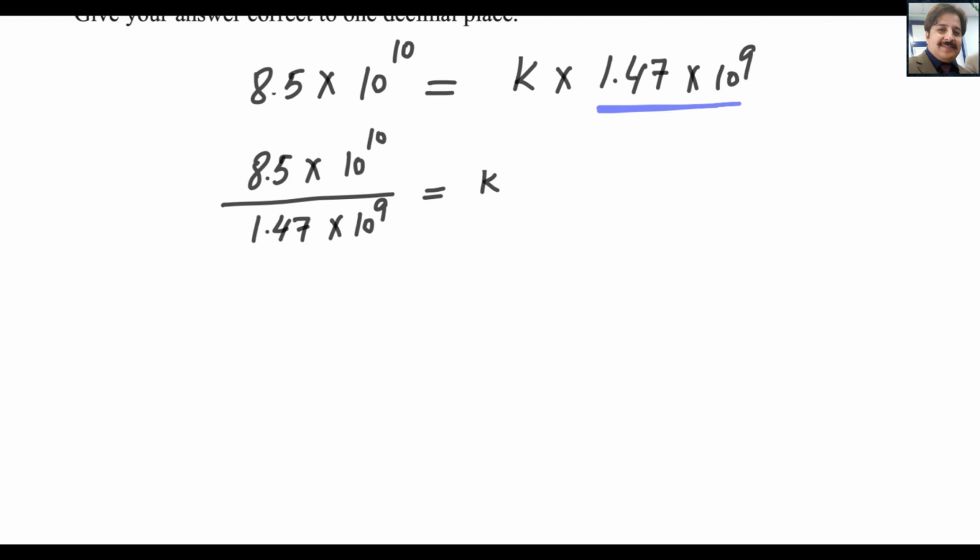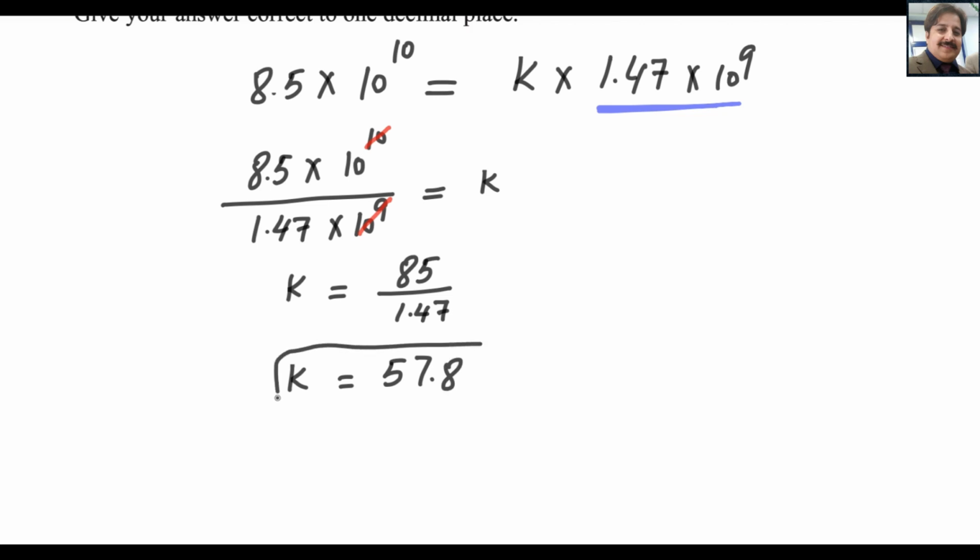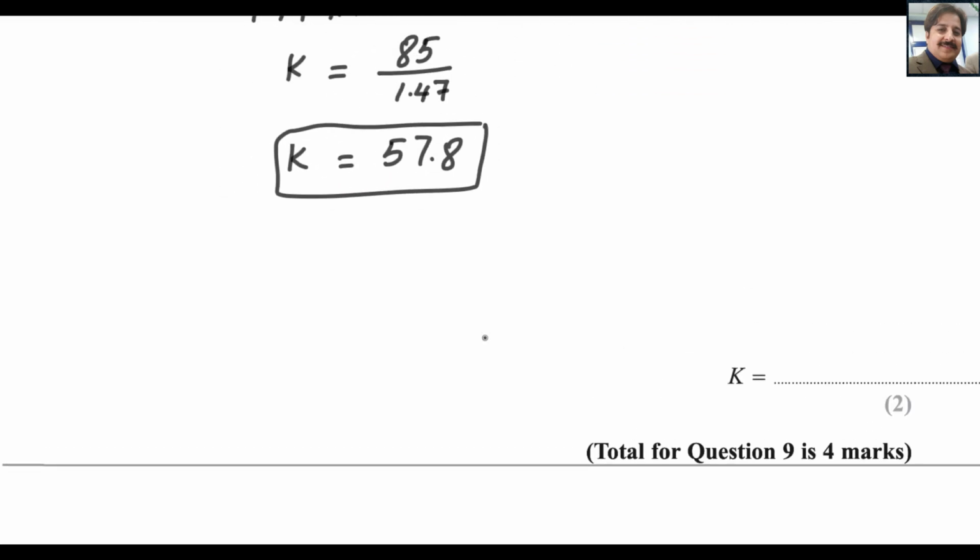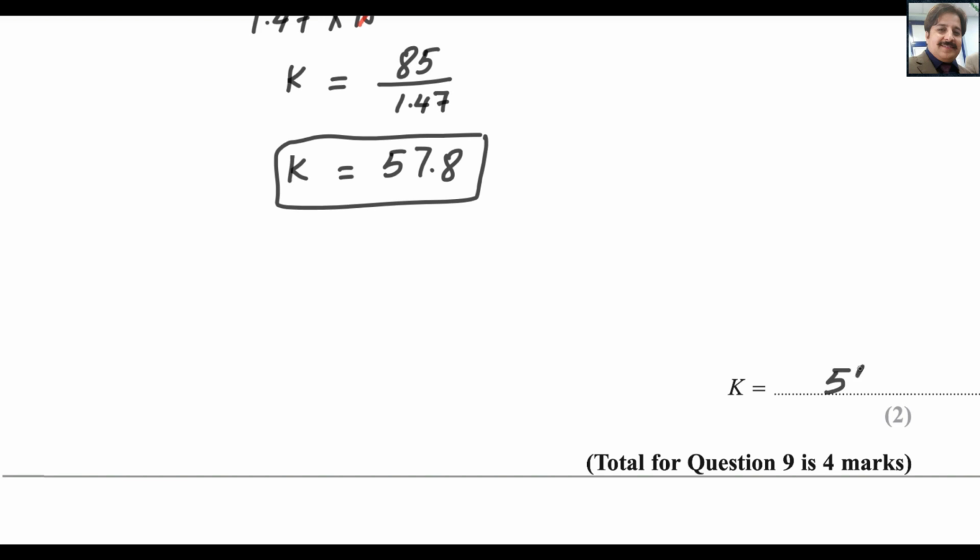You are allowed to use a calculator, but it is better if you simplify these two numbers. You must know how to simplify directly without using a calculator. 10 to the power 9 can be cancelled with 10 to the power 10, leaving only one power of 10. The powers are subtracted, and then this 10 will multiply with 8.5. 8.5 multiply 10 is 85, divided by 1.47. Simplifying with a calculator, you get the answer 57.8. So this is the answer for this part, 57.8.